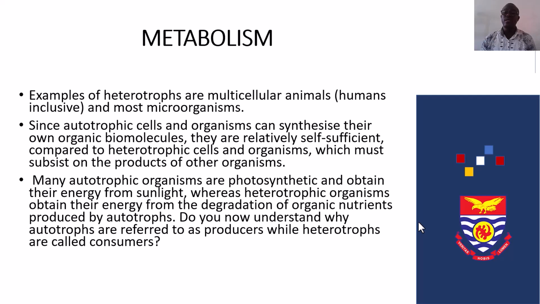Since autotrophic cells and organisms can synthesize their own organic biomolecules, they are relatively self-sufficient compared to heterotrophic cells and organisms, which must subsist on the products of other organisms. Many autotrophic organisms are photosynthetic and obtain their energy from sunlight, whereas heterotrophic organisms obtain their energy from the degradation of organic nutrients produced by autotrophs. Do you now understand why autotrophs are referred to as producers, while heterotrophs are called consumers?